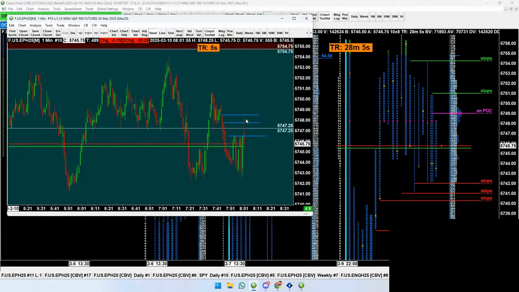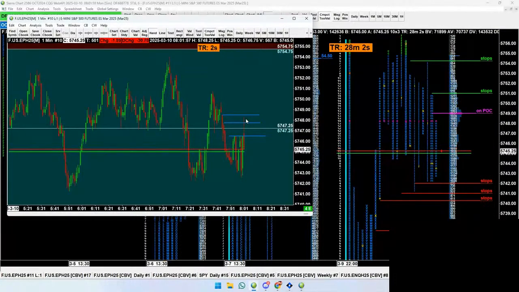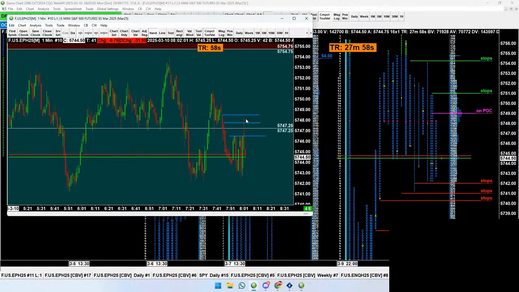See how the sellers step in? So you've got to manage your expectations when you're in a trade, right? You can't just buy it and hope for 30 points. Hope is not a business strategy, right?